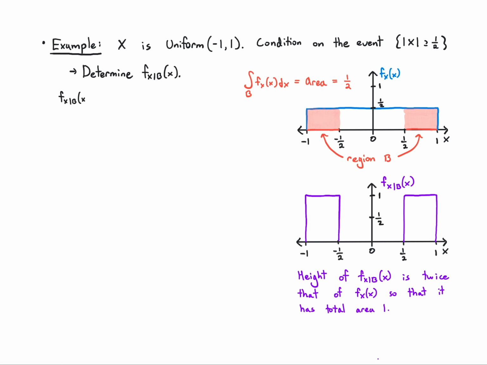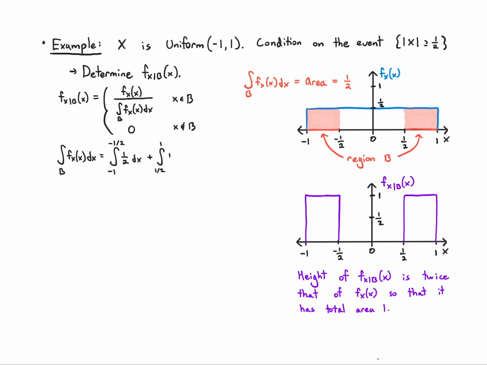Okay, I could have also done this from formula, so let's do it the other way. So I'm going to write the definition of the conditional PDF. So that's f of x over the integral of f of x over B. That's when x is in B, and 0 otherwise. Okay, so what is the integral of f of x over B? We did this visually, but let's do it formally. So I have the integral from -1 to -1/2 of 1/2 dx plus the integral from 1/2 to 1 of 1/2 dx. Okay, so that's just going to be 1/4 plus 1/4, and I'm going to get 1/2, just as I saw from the picture.